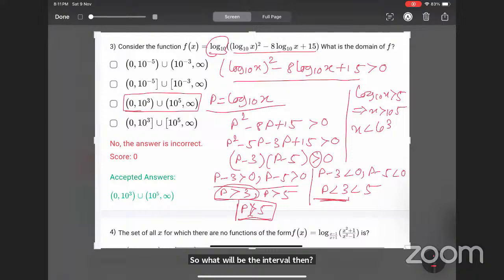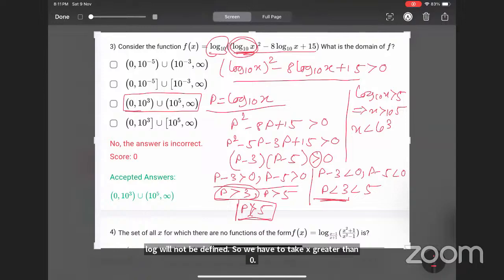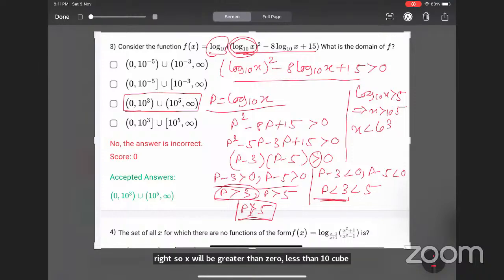Because if we take something less than 0, then this log will not be defined. So we have to take x greater than 0, right? So x will be greater than 0 and less than 10 cube, union x greater than 10 power 5 up to infinity. So this is the region. Is it now clear? Yes, ma'am. Okay, so it's clear to everybody, right?